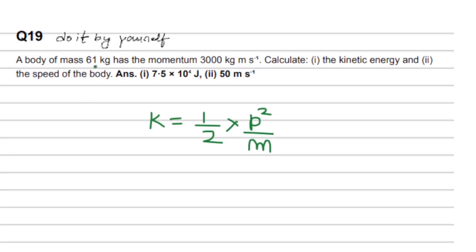A body of mass 61 kg has a momentum of 3000 kg meter per second. We need to calculate the kinetic energy and the speed of the body. Since the momentum is given, we can use the relation: kinetic energy is equal to half p square by m. We can put the momentum and the mass here, and easily calculate the kinetic energy. After that, to calculate the speed of the body, use half mv square, and we can calculate v from there. So you can do it by yourself.